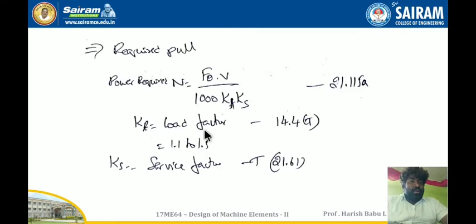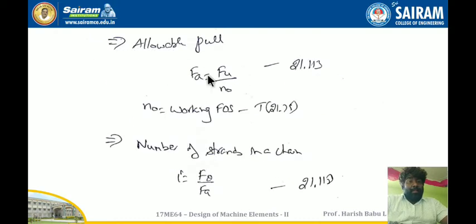To get the load factor, either you can assume between 1.1 to 1.5, that is one option. The second option will be from table 14.4, you can get the KL value based on the condition given in the problem. The next one will be KS, that is the service factor. You can get it from table 21.61, so you can identify the KS value. Once you have all the values, substitute over here and find the F theta.